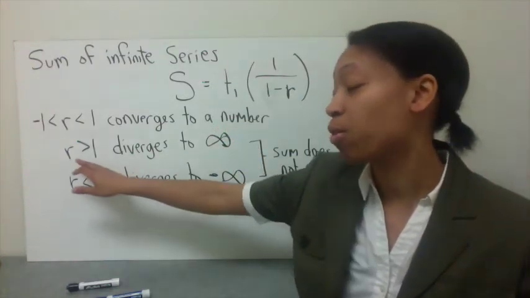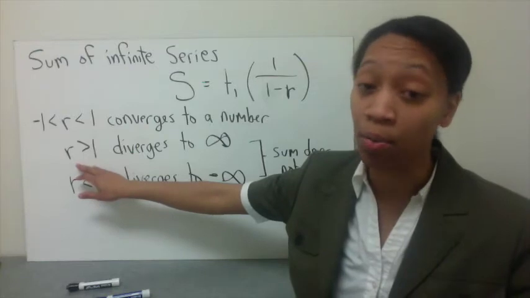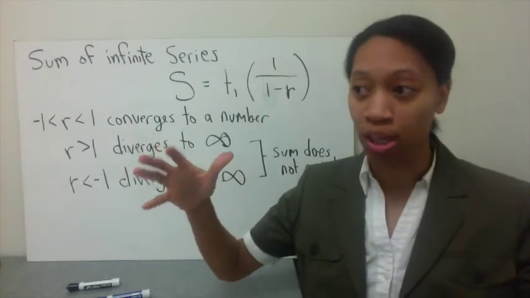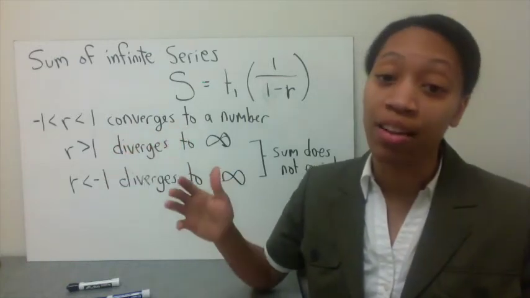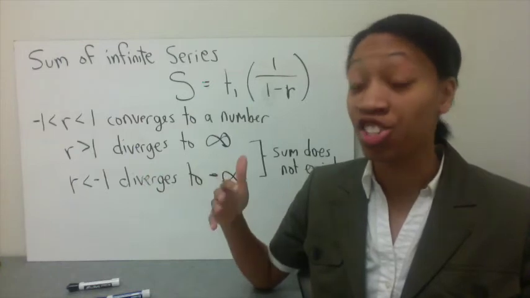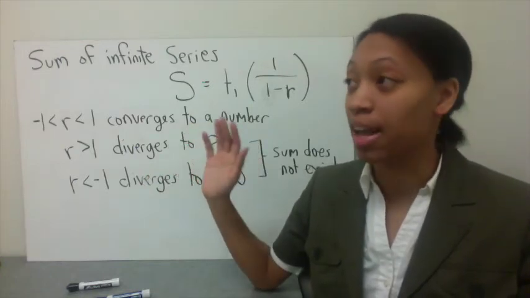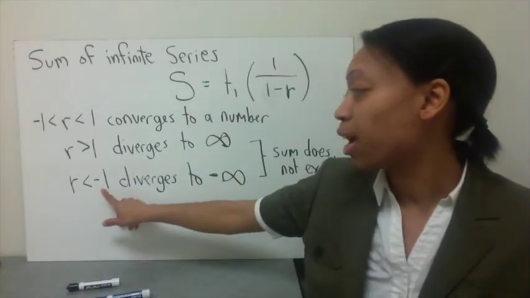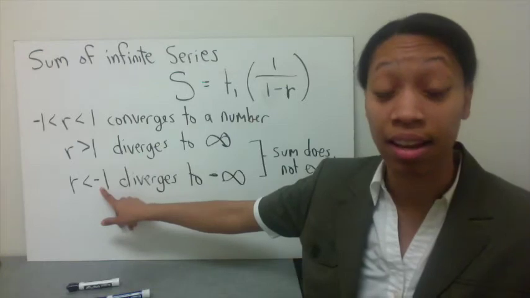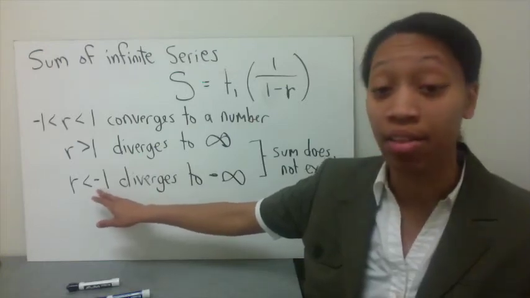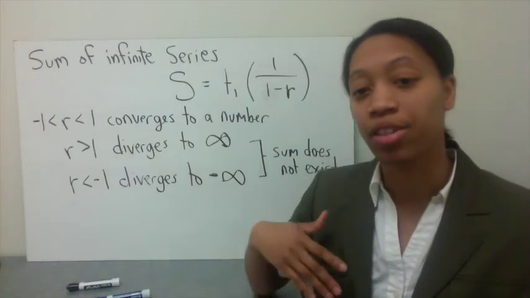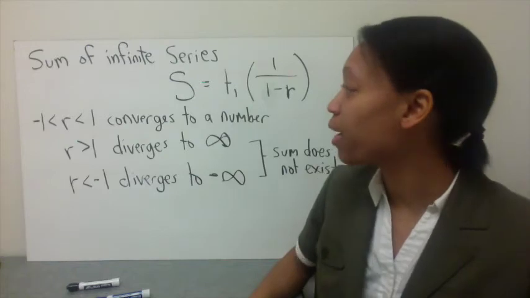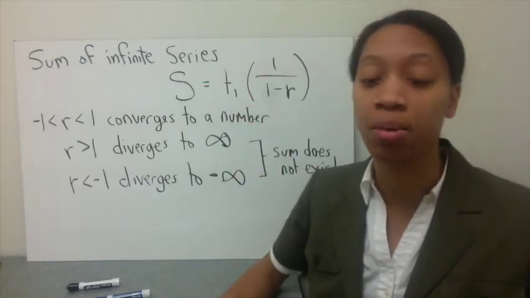However, if the ratio r that we're multiplying by is greater than 1, then the series is going to diverge to infinity, which means that as you keep adding and adding, the sum just keeps getting bigger and bigger, but it's never actually coming to a number. It's going towards infinity. And if the common ratio is a negative number less than negative 1, then the series is also going to diverge, and it would diverge to negative infinity.